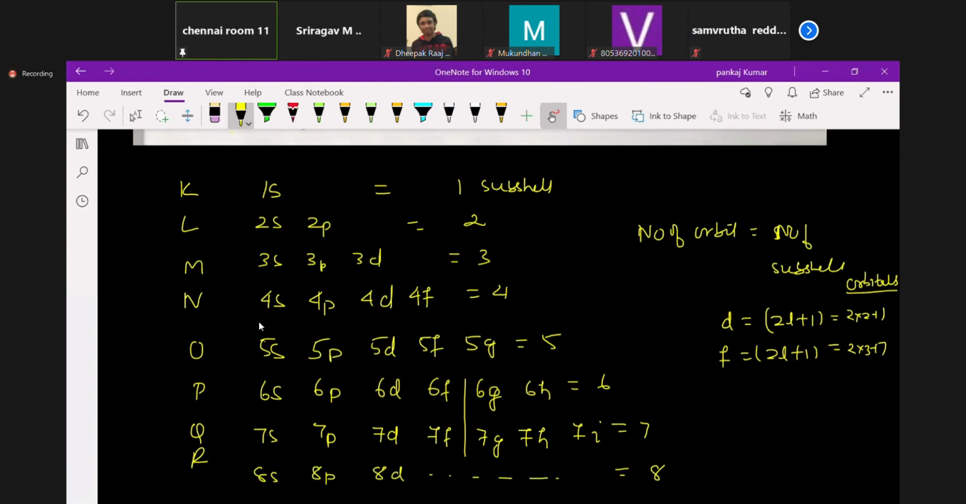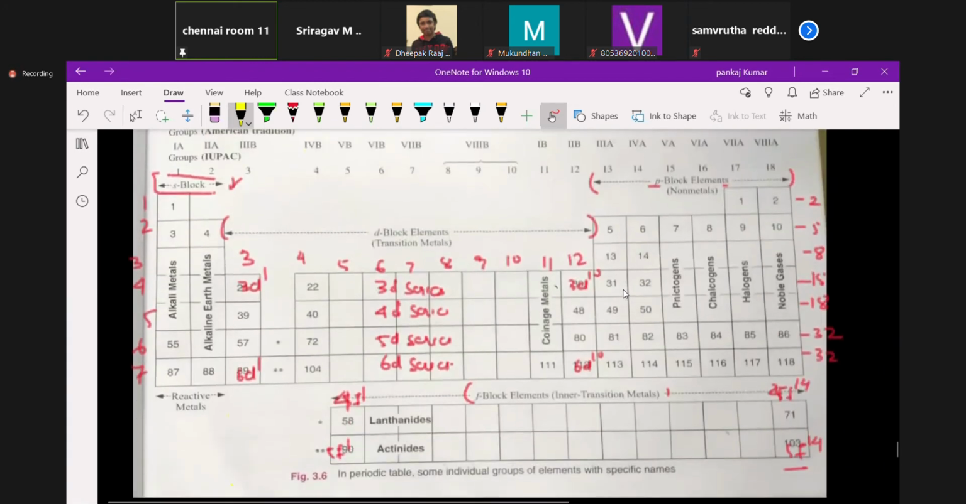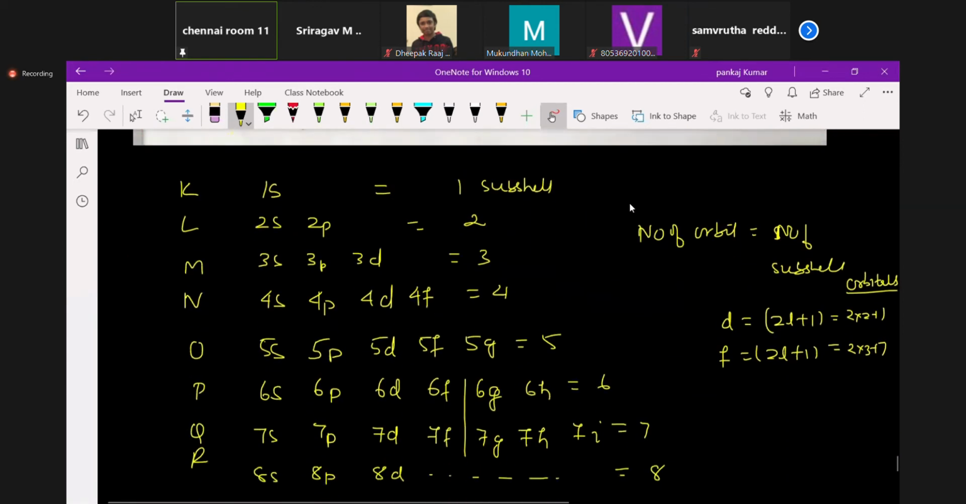Sir, can you scroll up? I want to take a screenshot. Already I gave you this table. Sir, here why is first S there, then D, and then P? Why not S, P, and D, sir? In that case, we have to use the Aufbau rule, the N plus L rule. Aufbau rule says that the subshell with lower N plus L is filled first.